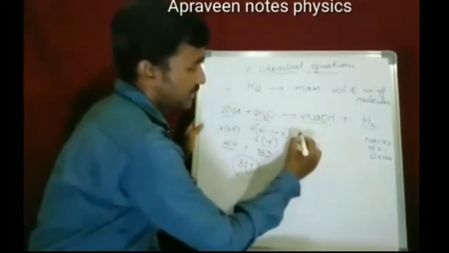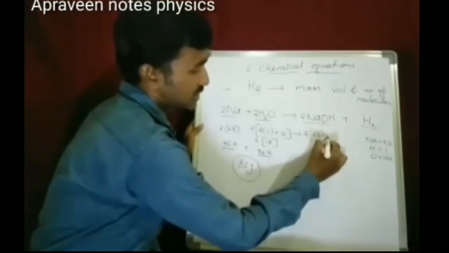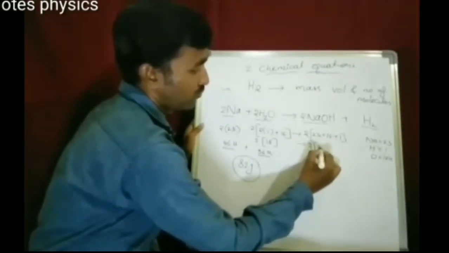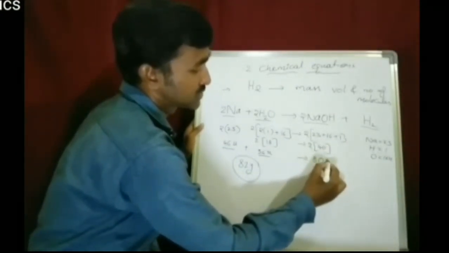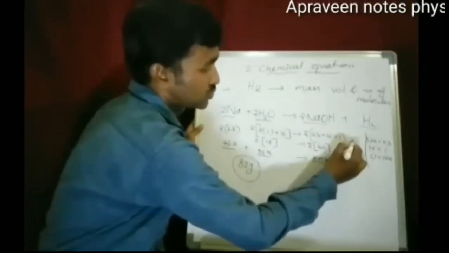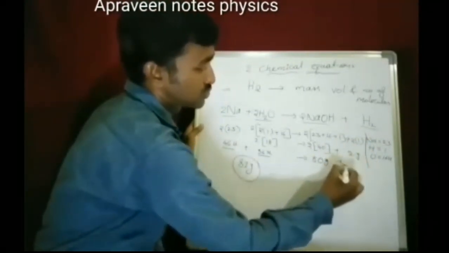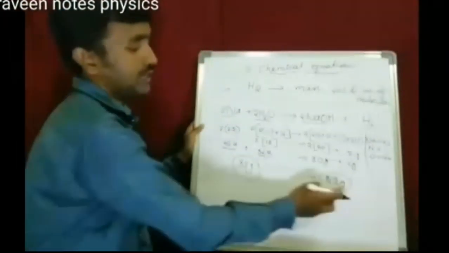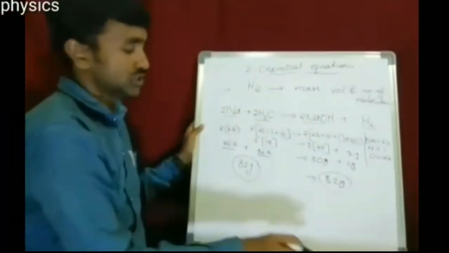Now the right side: NaOH, 2 into (23 for Na plus 16 for oxygen plus 1 unit of hydrogen), it is 2 into 40, which finally becomes 80 units or 80 grams. Then hydrogen is 2 into 1, so 2 grams, and finally it becomes 82 grams. See here, the LHS and RHS masses are the same, so the equation is said to be balanced.